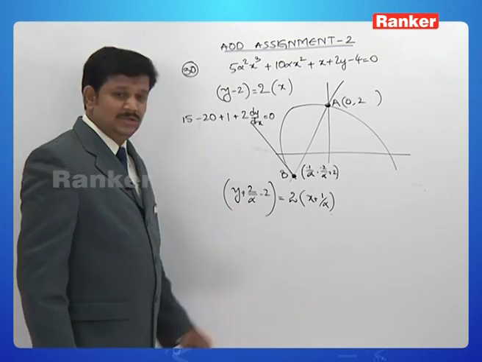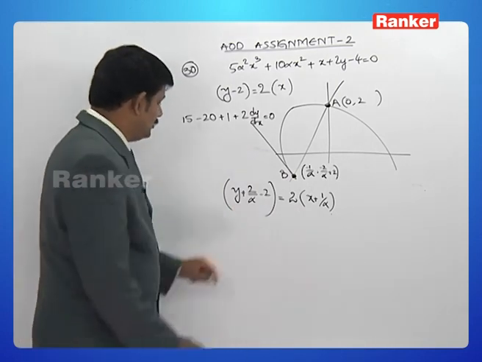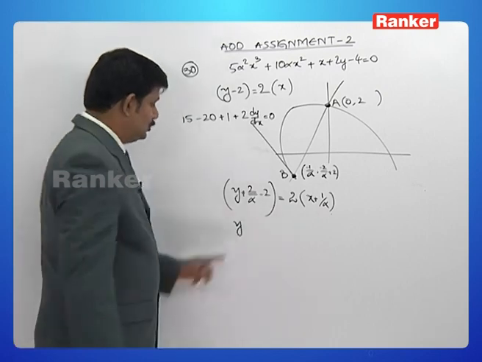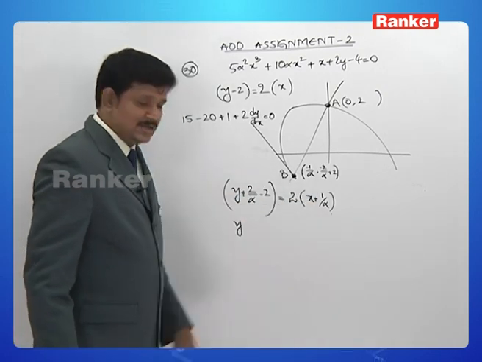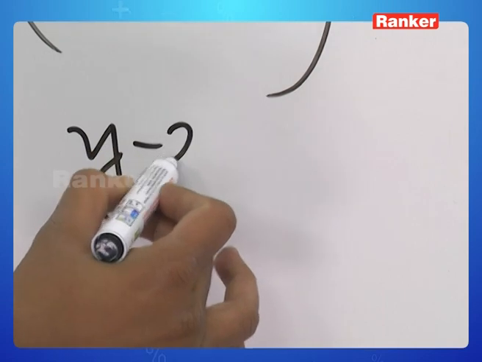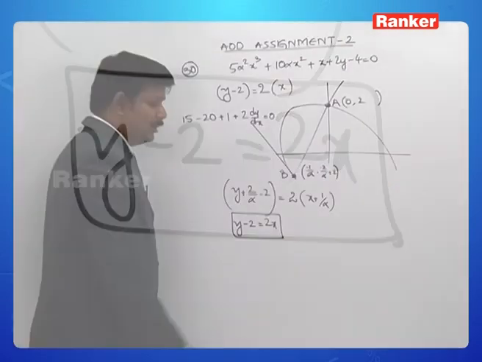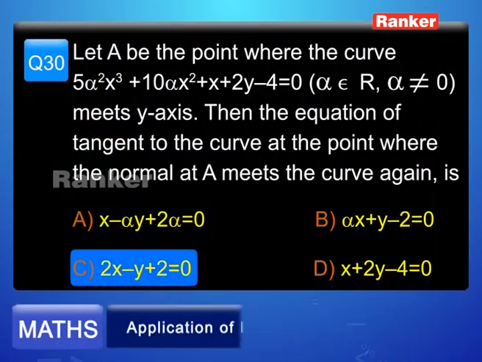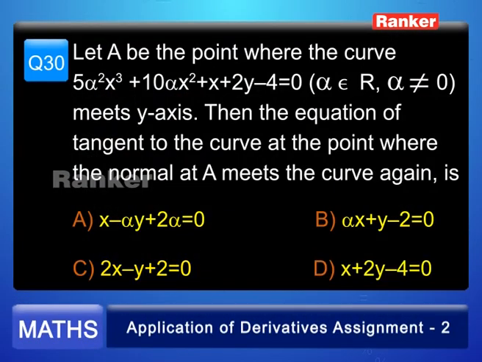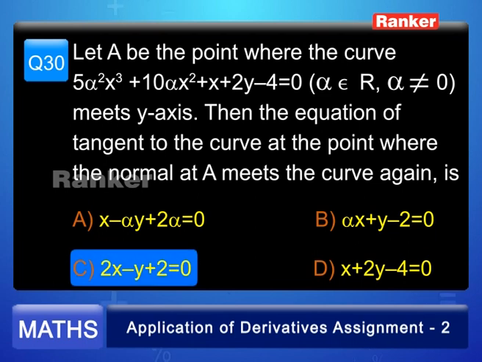So, the equation of the tangent is y, 2 by alpha gets cancelled, minus 2 is equal to 2x, or it is 2x minus y plus 2 equal to 0, option C. Answer is option C.